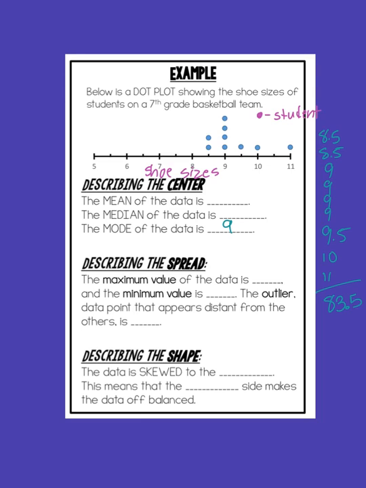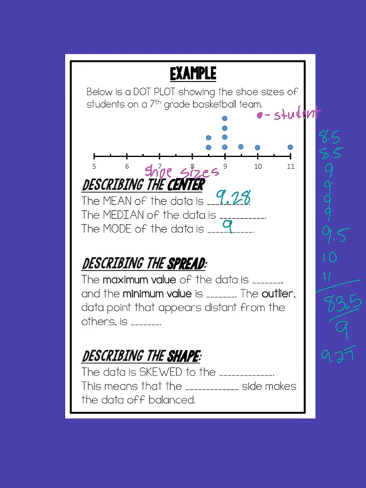And now I'm going to divide that sum by 9 because there's 9 data points. Now when I do that, I'm going to get 9.27 repeating. I'm going to go ahead and round that to the nearest hundredths place, which would round to 9 and 28/100ths.